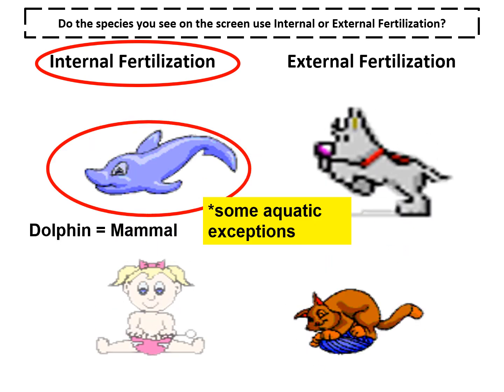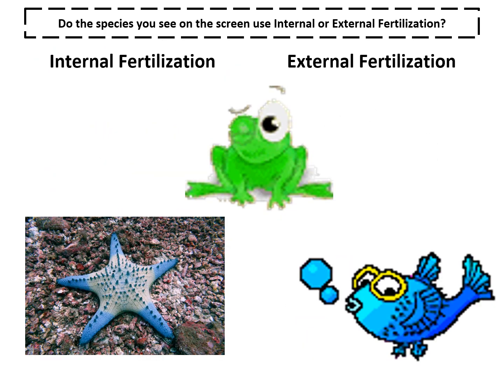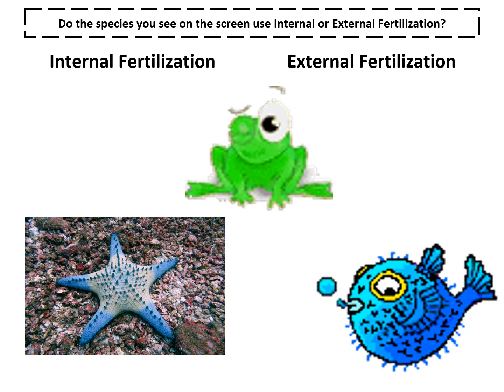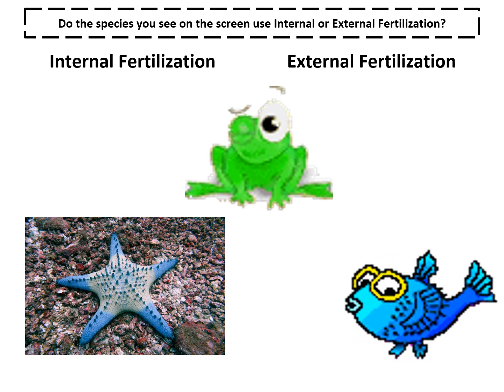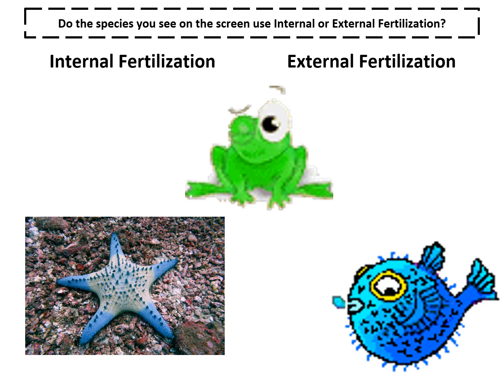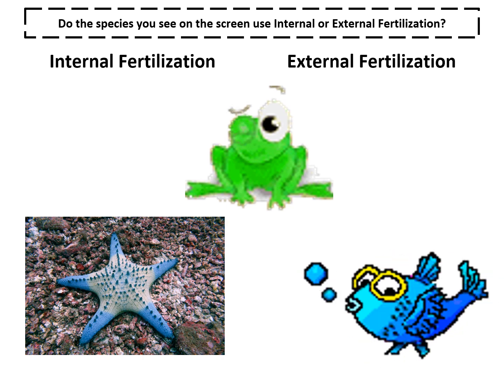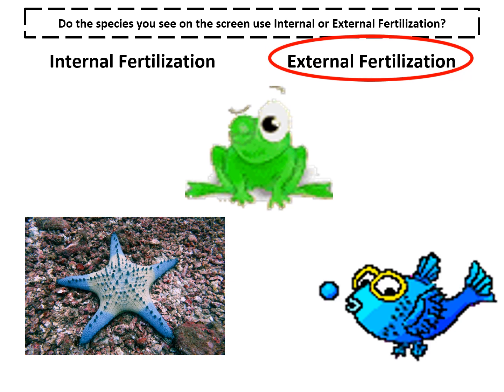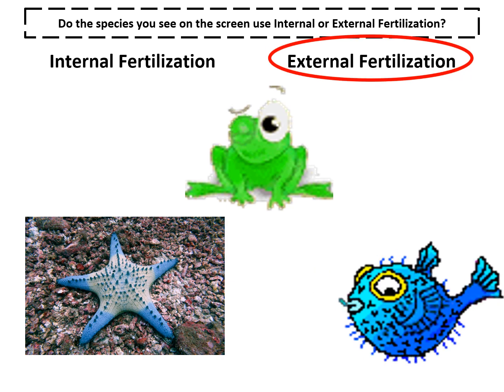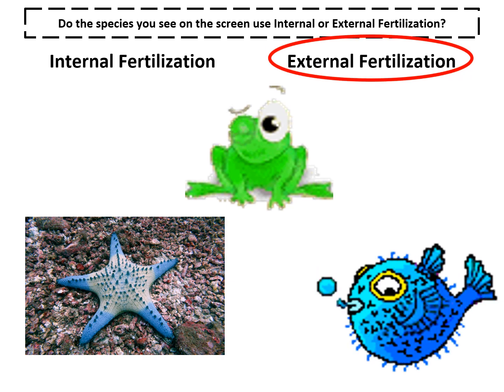Now, let's look at this page. Make one more guess. Do the species you see on the screen, a starfish, a frog, and a blowfish, use internal or external fertilization? So where do the sperm cell and the egg cell meet and go through that process of fertilization? The correct answer is externally. All of these species go through external fertilization.